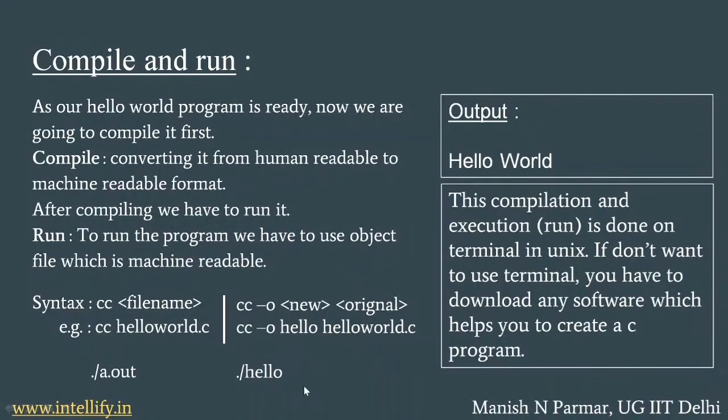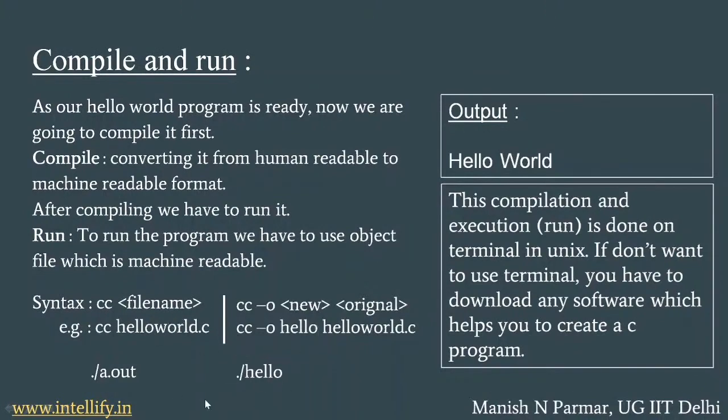For running, we have to use this kind of syntax. This simply means that you have to put a dot and a slash and then write the file name, which is your object file. For the default, my object file is a.out, while in this syntax, you have to put the file name as you defined while creating the object file. You can see here that I created hello as my object file. So here I am using dot slash and then hello.